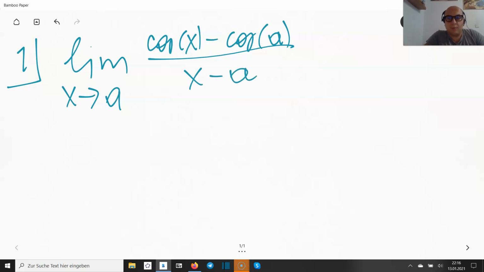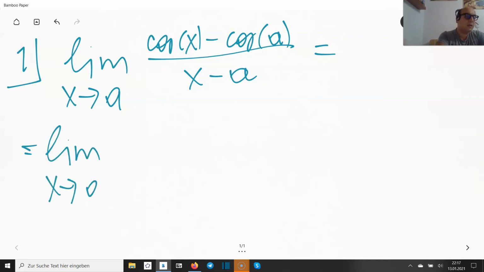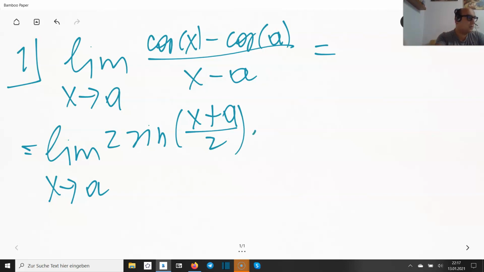Okay, so this is familiar to what we've been doing in the last video with the sine. And we just have to apply one more formula from trigonometry here. So that would be the limit again, x towards a, and then we're getting 2 sine of (x plus a) divided by 2, times the sine of (a minus x) divided by 2.